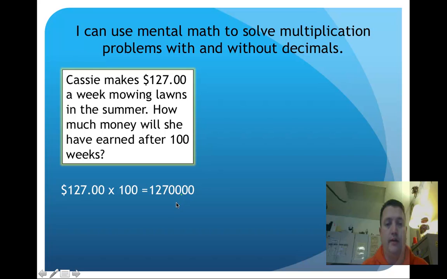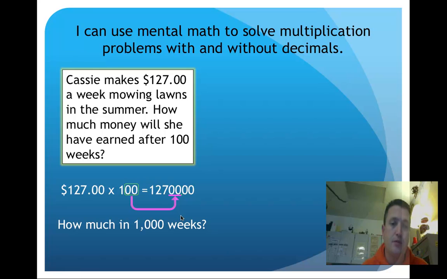So after 100 weeks, she will have earned $12,700. Okay, sounds like a good chunk of money to me. So all we did is we took those 2 zeros from the end of the 100 and we moved them over to the end of the 127 we started with, and that's how we got that answer.